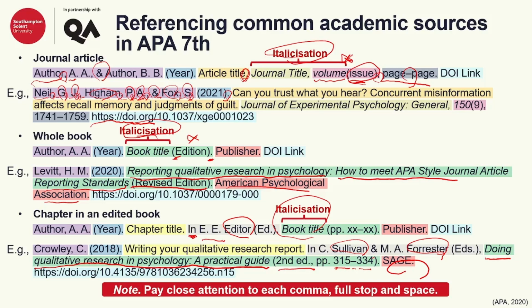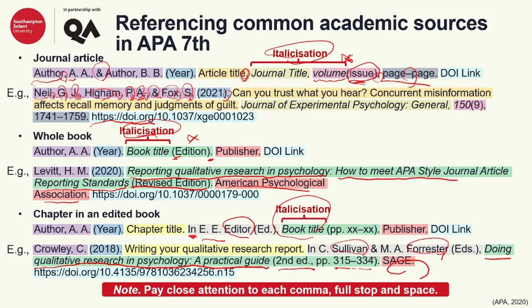The key distinction is that the chapter title is not italicized, but the title of the whole edited book is italicized. Across all three types of reference, please pay close attention to every comma, full stop, bracket, and space. These details are part of APA formatting rather than optional presentation choice.